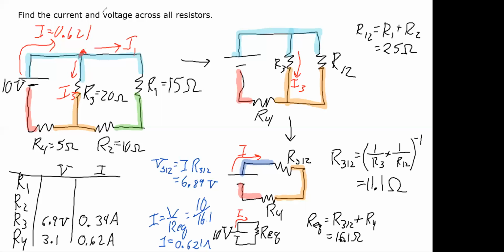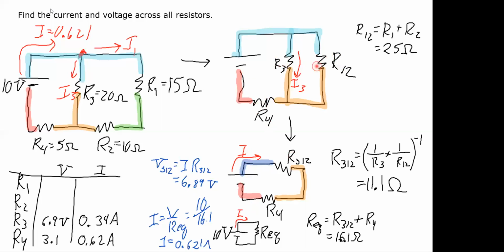Okay, so let's go back here. I've analyzed this picture, and I'm going to keep doing what I said. Once I analyze this picture, I got my voltage, I got my current. There's really nothing else to find here. I'm going to go up to this one. I don't care about R4 anymore. We found everything for that. I don't care about R3 anymore. We found everything for that.